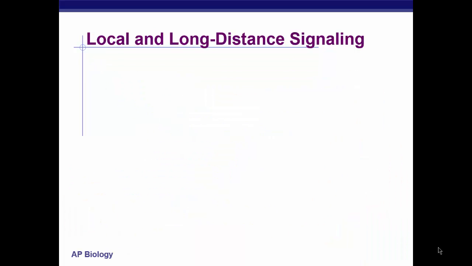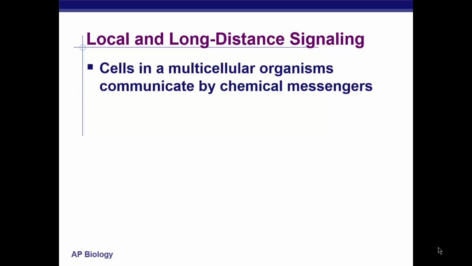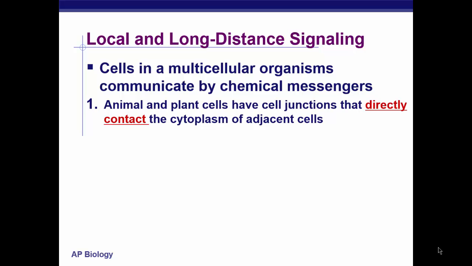Now, when we're looking at communication, even in the real world, we have long distance and local or short distance communication techniques. Your cells will do the same thing. Cells in multicellular organisms communicate by chemical messengers in one of the three following ways. Animals, and in this case plant cells, have cell junctions that directly contact the cytoplasm of adjacent cells. It's very easy for them to communicate with each other.